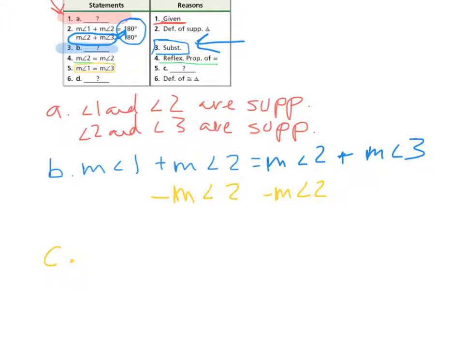So what's our reason for step 5? What did we just do? Subtraction property of equality.